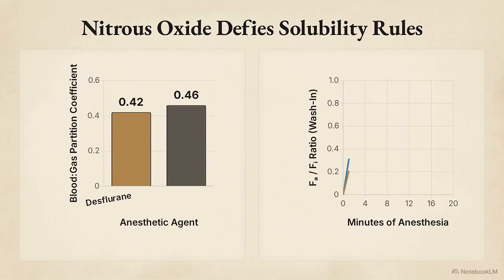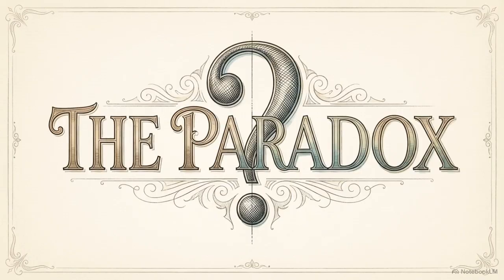This graph shows the empirical wash-in data, revealing a mathematical contradiction. The curve for nitrous oxide actually rises steeper and achieves equilibrium faster than desflurane. How does a gas with higher blood solubility achieve a faster rate of alveolar equilibrium?